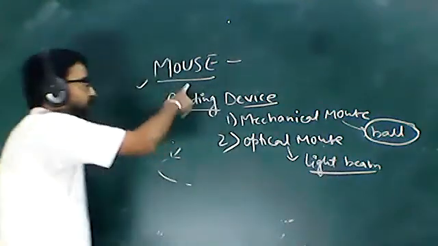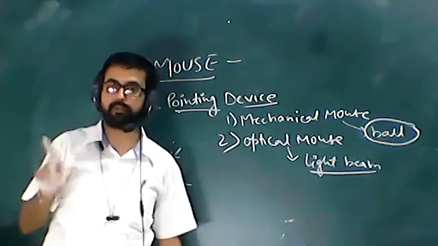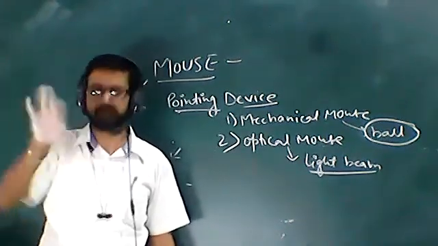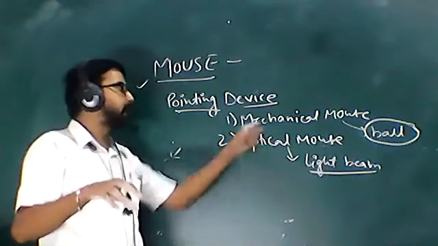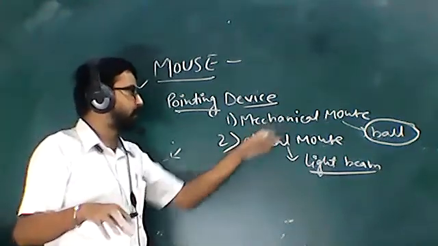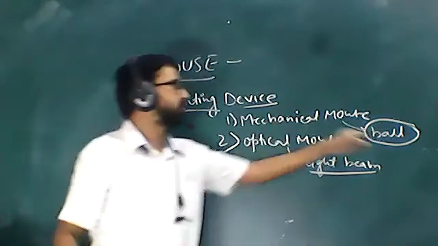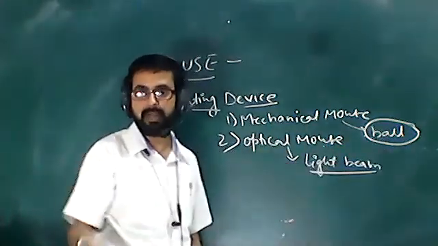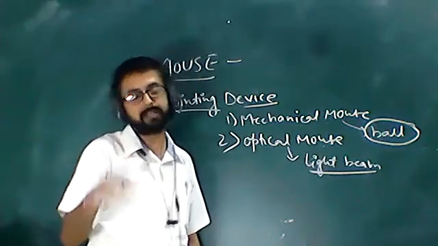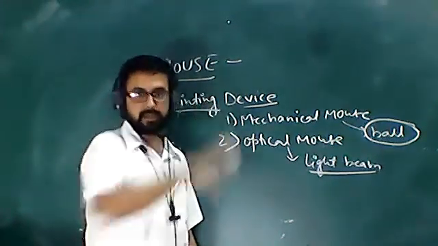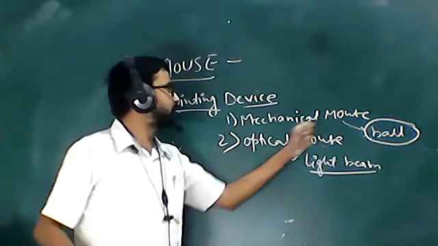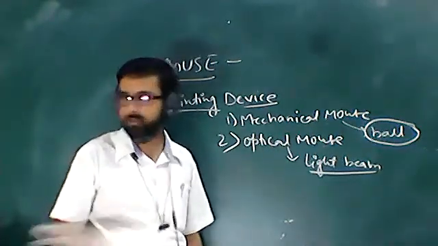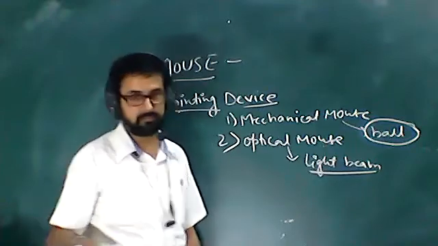So mouse is a type of input device that is used to point or select anything on the monitor. There are two types of mouse: mechanical mouse and optical mouse. Mechanical mouse contains a ball. As the ball rotates on the flat surface, the cursor moves on the monitor. And the mechanical mouse is totally closed. No one uses a mechanical mouse nowadays.